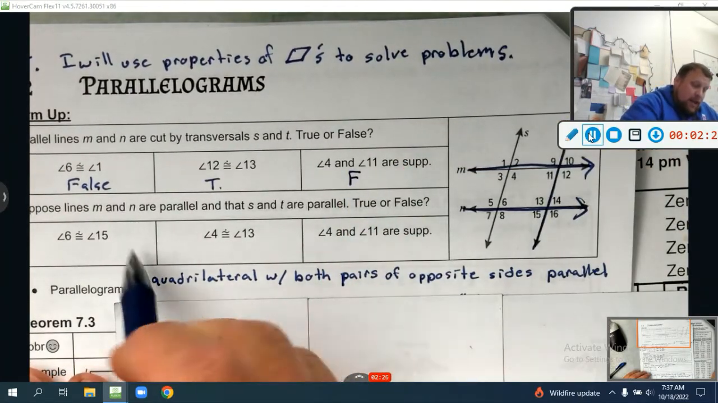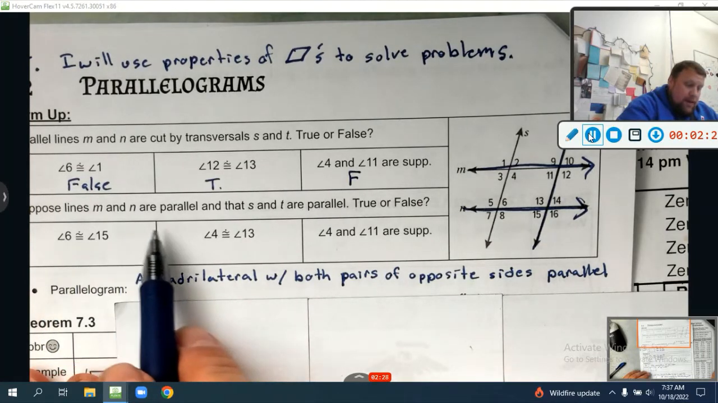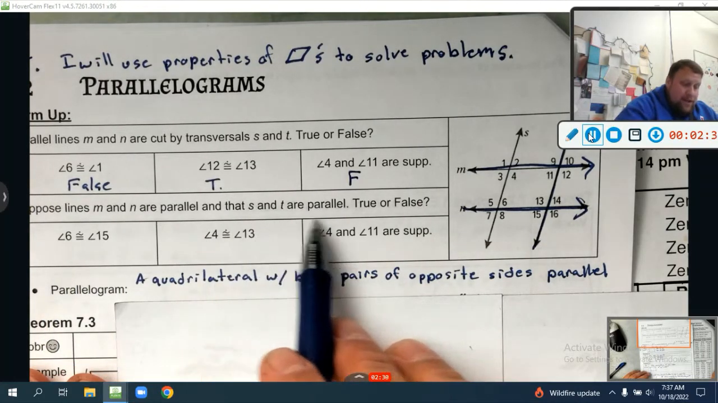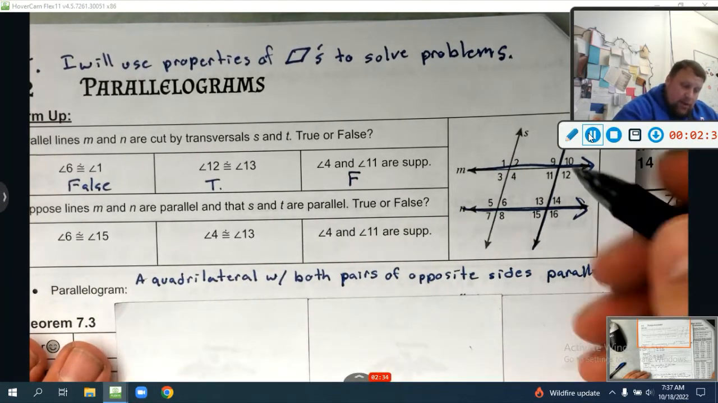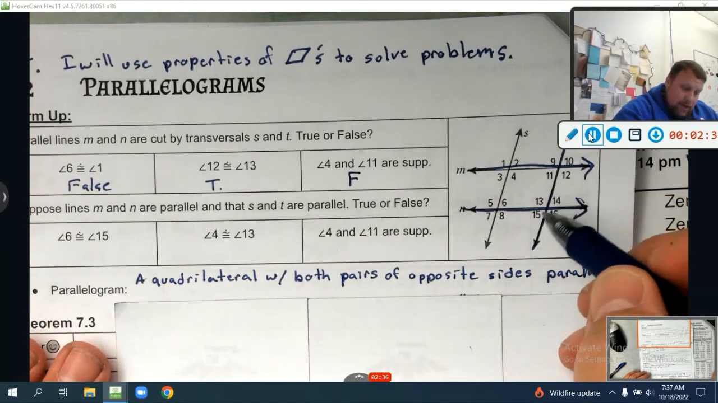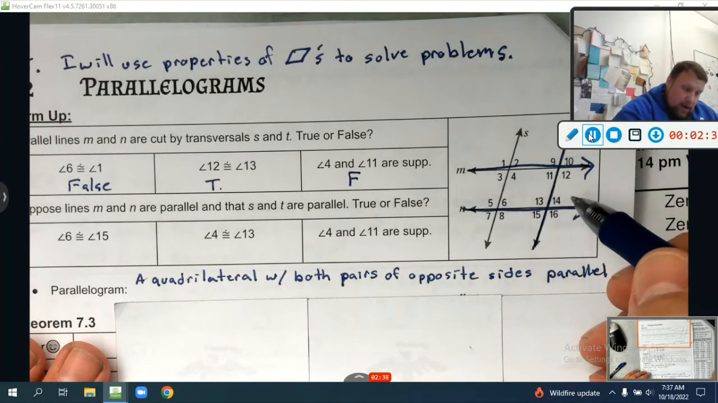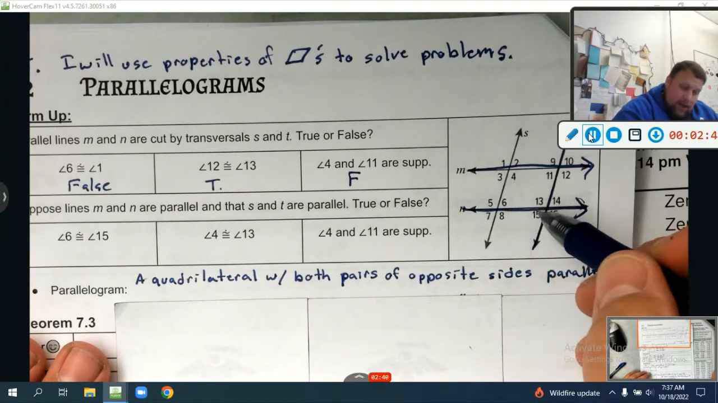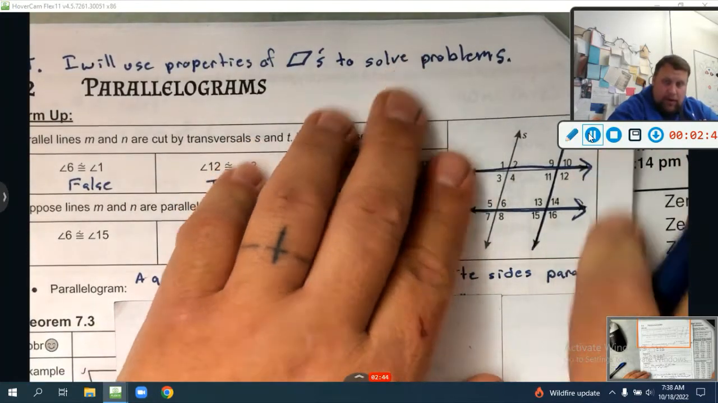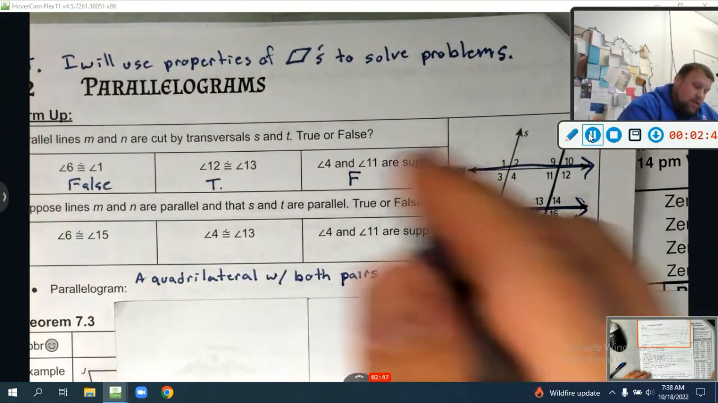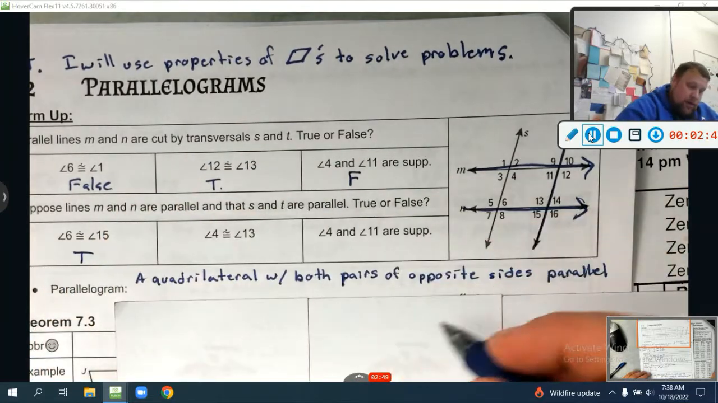Now let's try this again. Suppose lines M and N are parallel and that S and T are parallel. Okay, now we're talking something different. Angle 6 is congruent to angle 15. Let's see, where's angle 6? Angle 6 is right here, and angle 15 is right here. Yes, those would be alternate interior angles, looking at those as the parallel lines with the transversal N. And so, yeah, those are congruent.